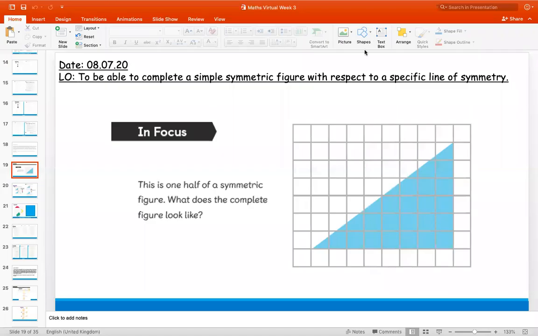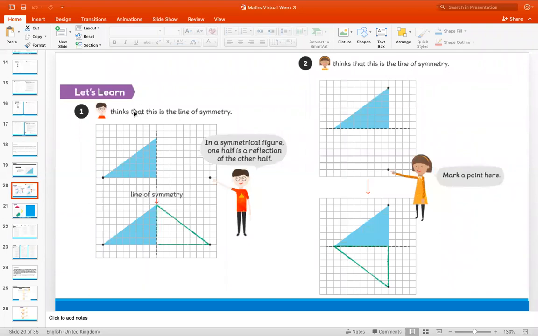Well done for having a go at the in focus. Let's now look at the let's learn and let's see what it should look like. Our first friend here thinks that this is the line of symmetry. So he's got the figure here and he thinks that it goes in the middle on this side. So then he's drawn the complete figure going this way. So this will be his complete figure.